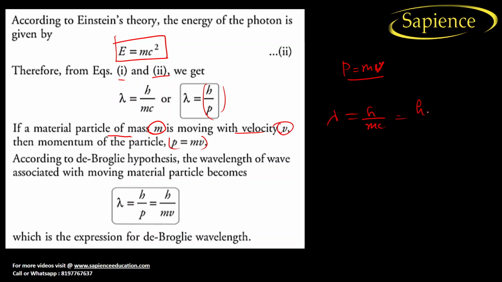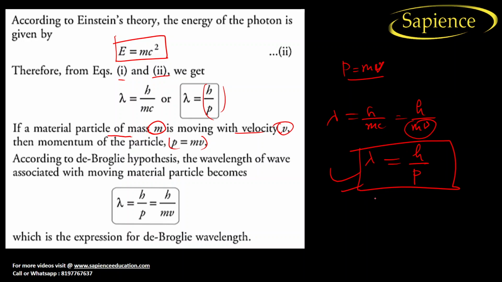Now lambda is equal to h by mc. C is considered as a velocity only, so we can write mv, but mv is the momentum, so we can write lambda is equal to h by momentum. This is one of the important relations, and this is considered the de Broglie wavelength. I hope you have understood this.